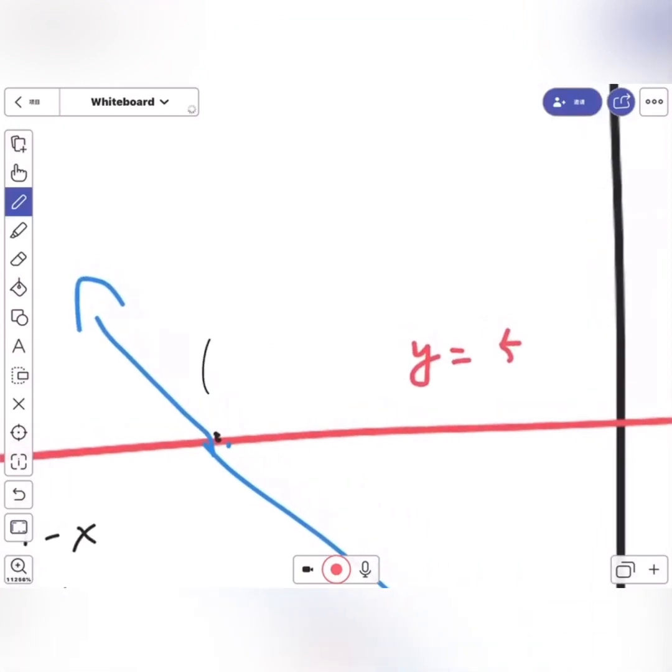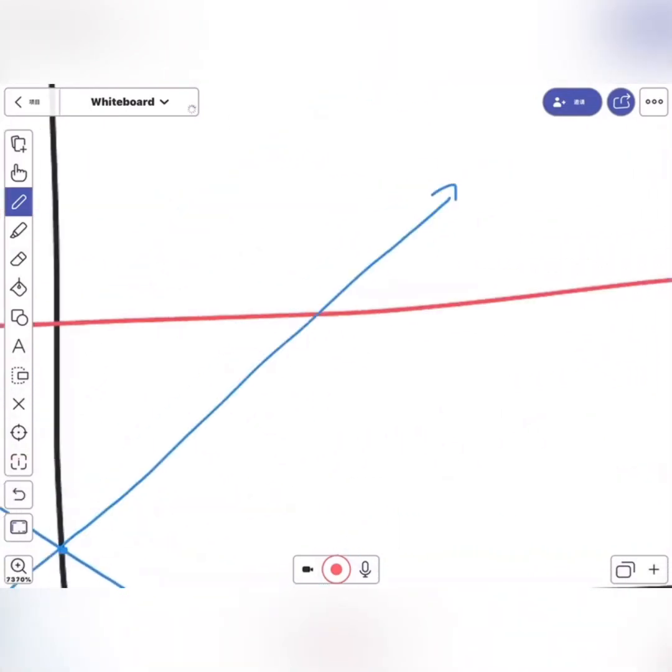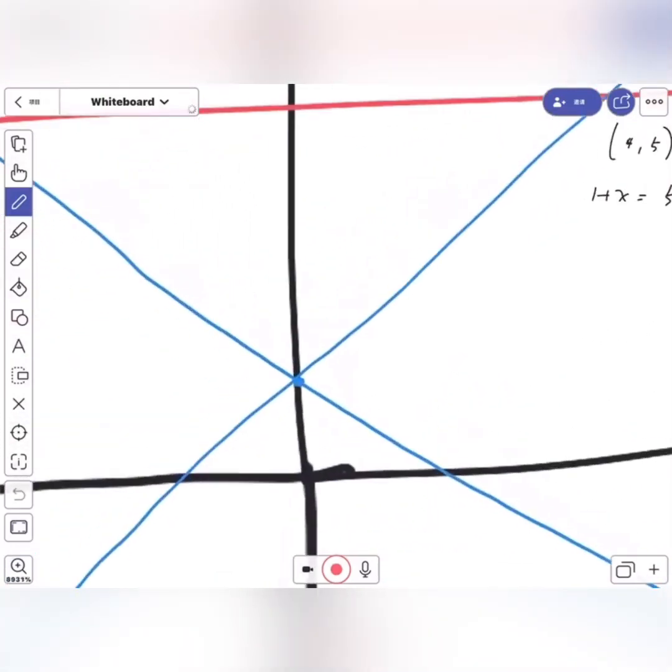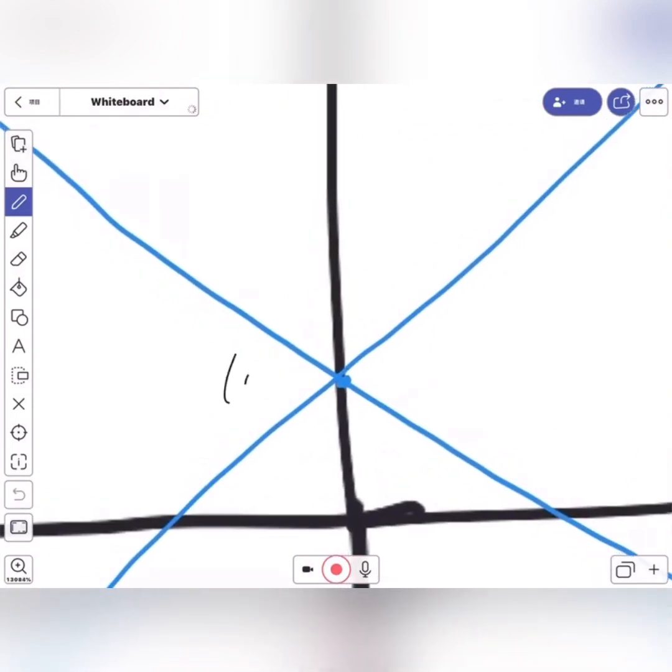So this point is basically negative 4 comma 5. And what about this point? Well, pretty much the same. It's going to be 4 comma 5. And you can just check by substituting 1 plus x is equal to 5. You easily get 4. Now their intersection will simply be 0, 1.